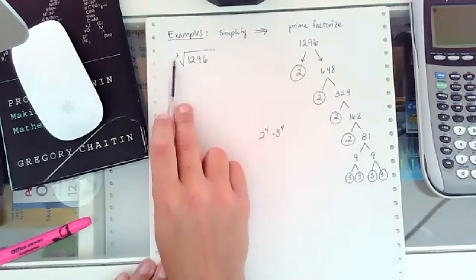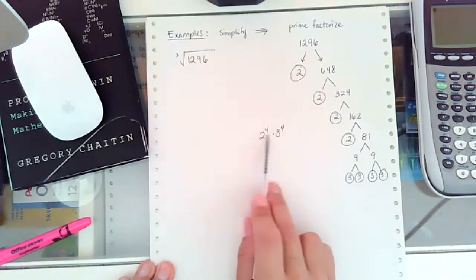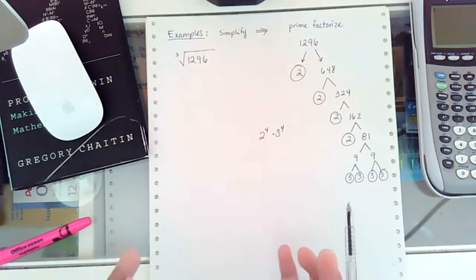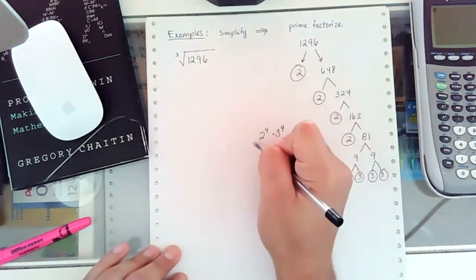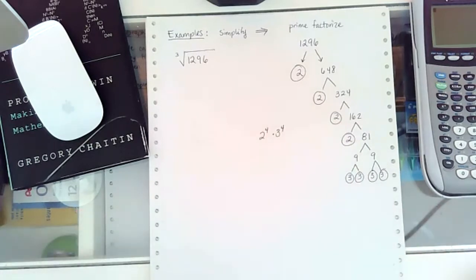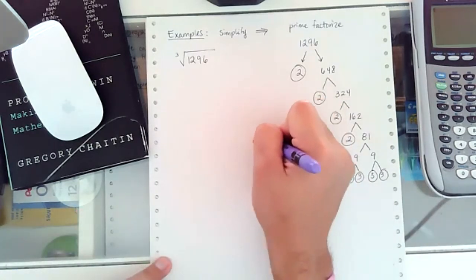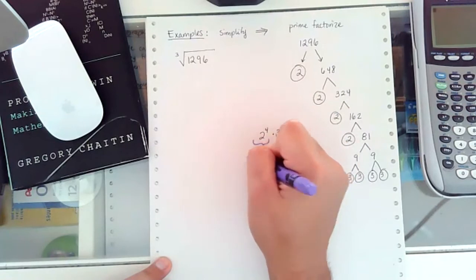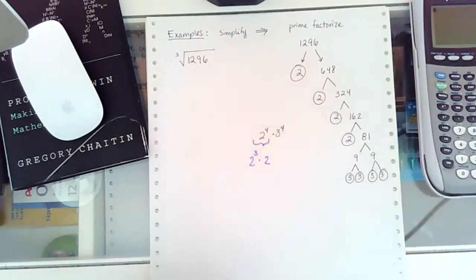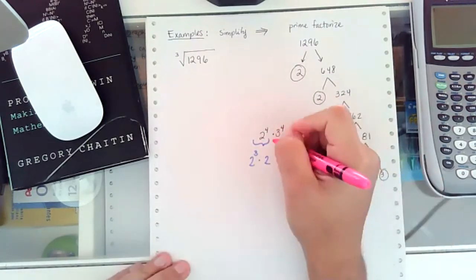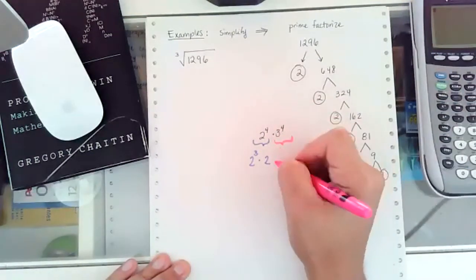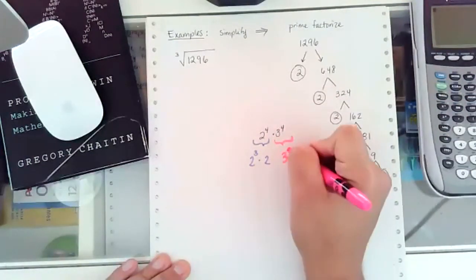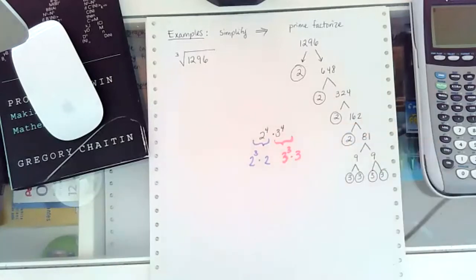But since we're trying to cancel out a cube root, we want these powers to be powers of 3. So if you wanted to, I could call this 2 to the 3rd power times 2. And I could call this one 3 to the 3rd power times 3.